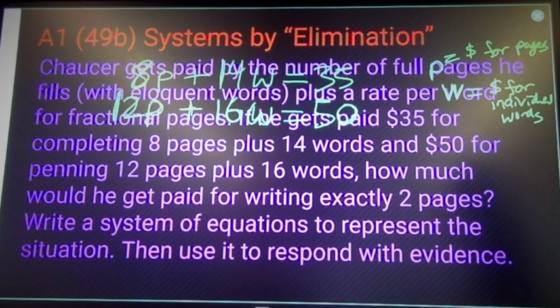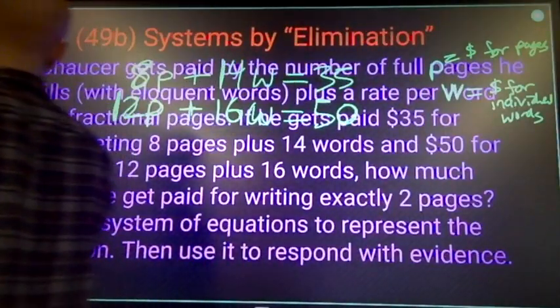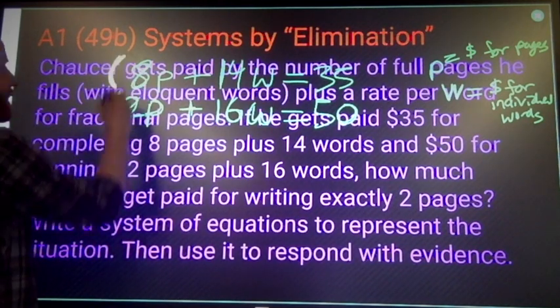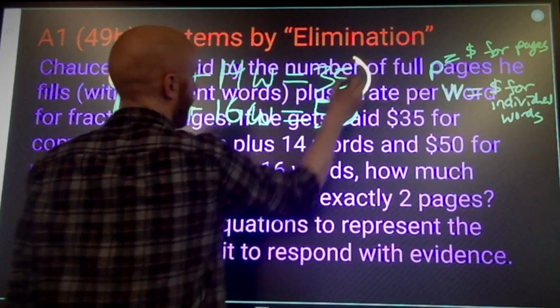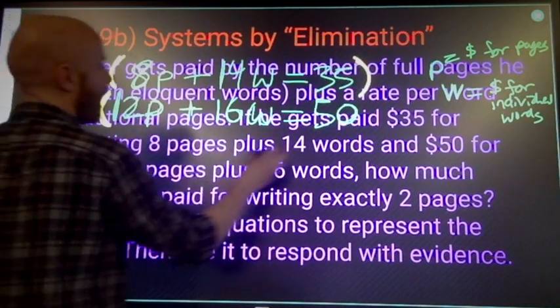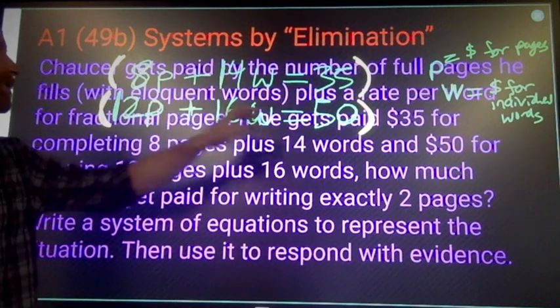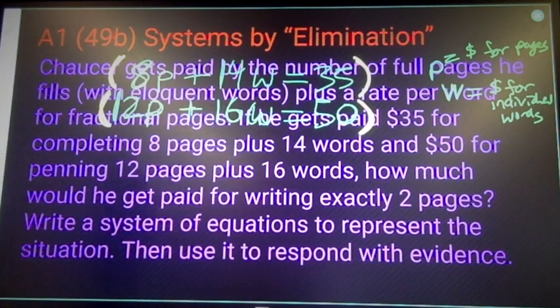Now, I don't have a pair of twins, so I'm going to need to create a pair of twins. I'm going to multiply the top equation. This is where I said you might always it will work to multiply the top equation by 12, bottom equation by 8.